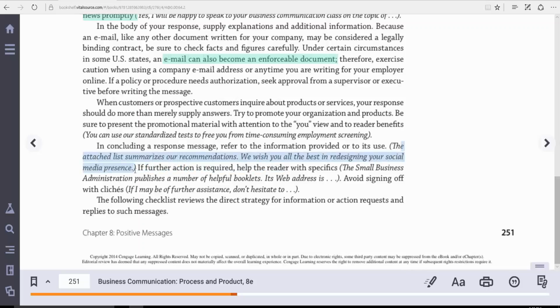We wish you all the best in redesigning your social media presence. If further action is required, help the reader with specifics. The Small Business Administration publishes a number of helpful booklets.